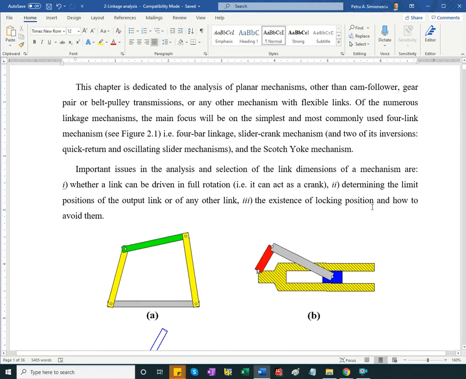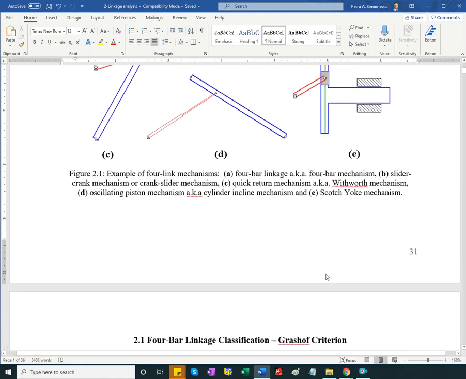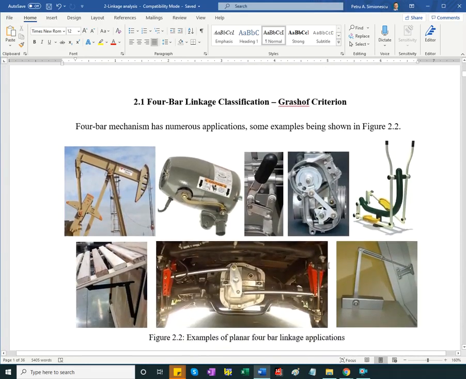Okay, so we'll be looking at the possibility of links to perform full rotation, that is to act as a crank, and then finding the limit position of the output link or other links, and then looking for locking position if there's the danger of locking the mechanism and preventing motion from being transmitted through the mechanism.